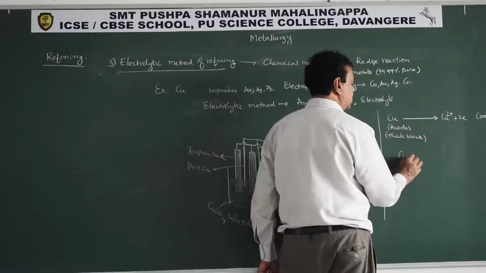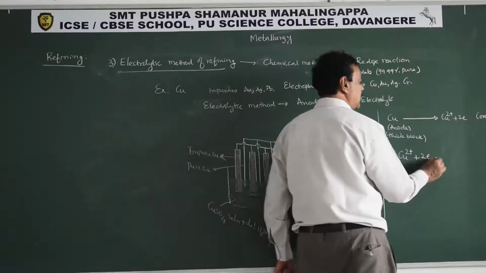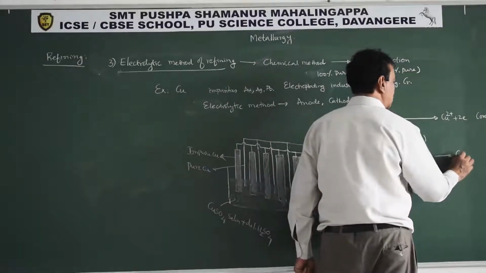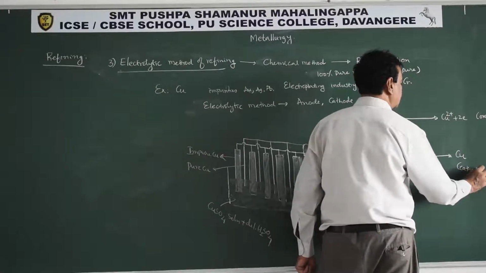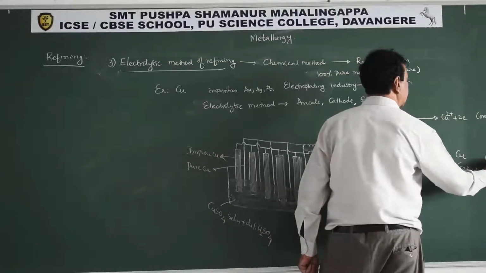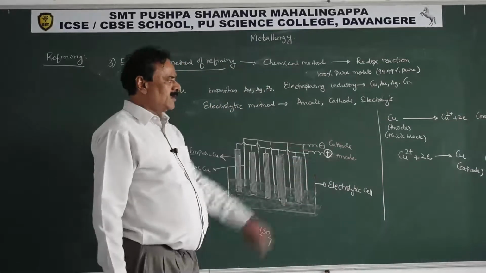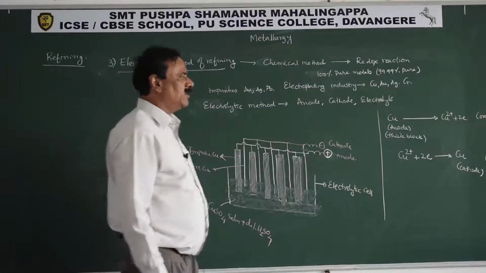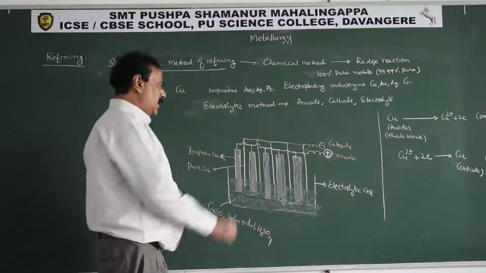And across the cathode, Cu2+ ions combine with electrons to form copper. Now this is cathodic copper. This is called a reduction reaction. That is oxidation, and this is reduction, a redox chemical reaction. As time increases, what happens?